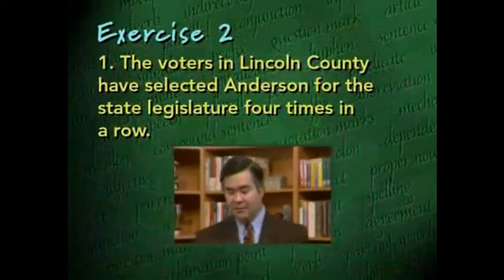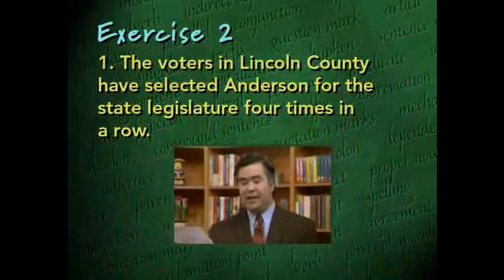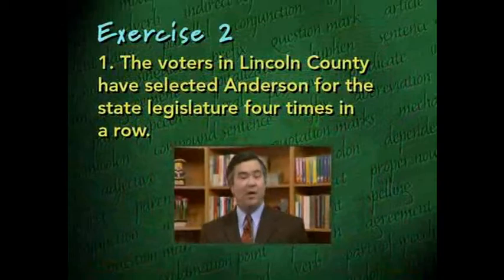In this exercise, your assignment was to decide whether a direct object appears in the sentence. Not all of the sentences contain direct objects. In order to decide whether there's a direct object or not, you need to begin by finding the verb and then looking to see whether there's a word that receives the action of the verb. Let's begin. The voters in Lincoln County have selected Anderson for the state legislature 4 times in a row.